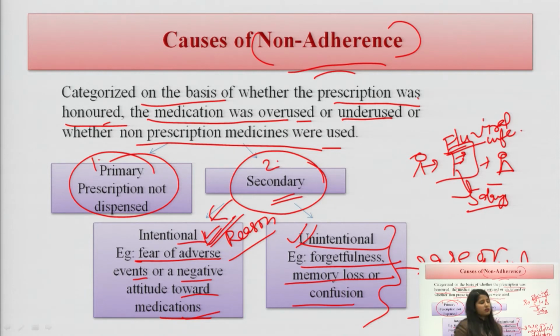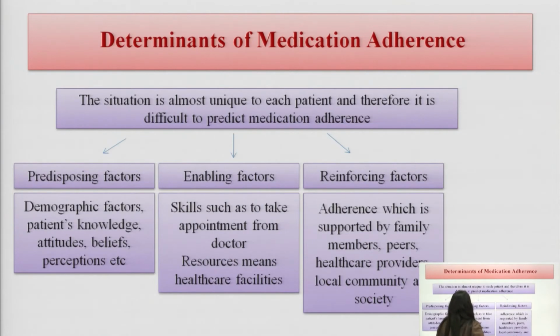We have to avoid these reasons to improve a particular therapy, to make a particular treatment successful. Now, coming to the determinants of medication adherence. What are the factors which will improve the medication adherence? Now, coming to this slide, the situation is almost unique because every patient is different in itself. So, the factors are different. Let us see. Number 1, predisposing factors. Number 2, enabling factors. Number 3, reinforcing factors. What do we mean by these factors? We will do one by one.